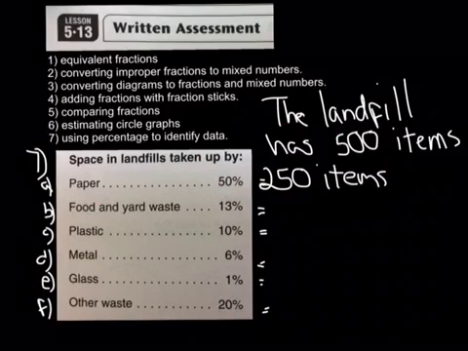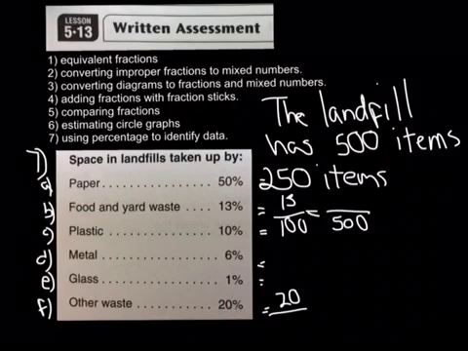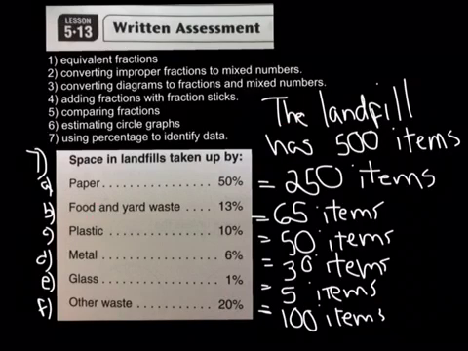Multiply each one by 5 and that'll give you the number of items, because you must make an equivalent fraction, like 13 over 100 equals something over 500. There you have it. Same down here with 20%. 20 over 100 equals something over 500. 500 is the maximum. And that's why you must multiply them all by 5, and that will give you your answers.